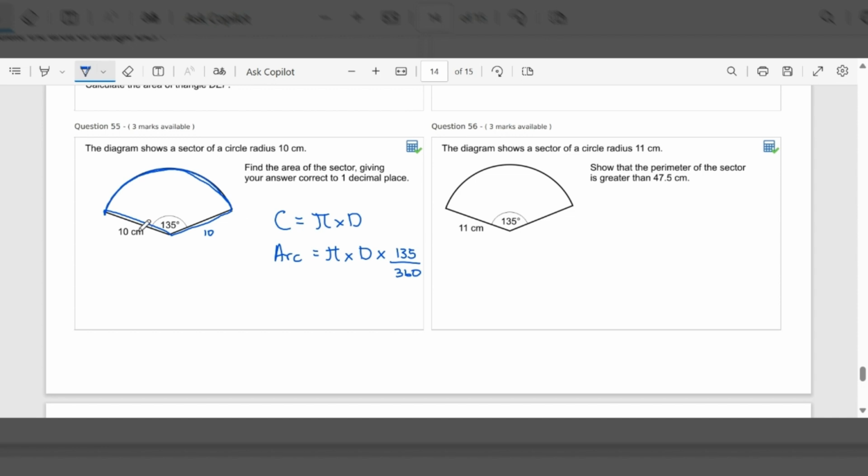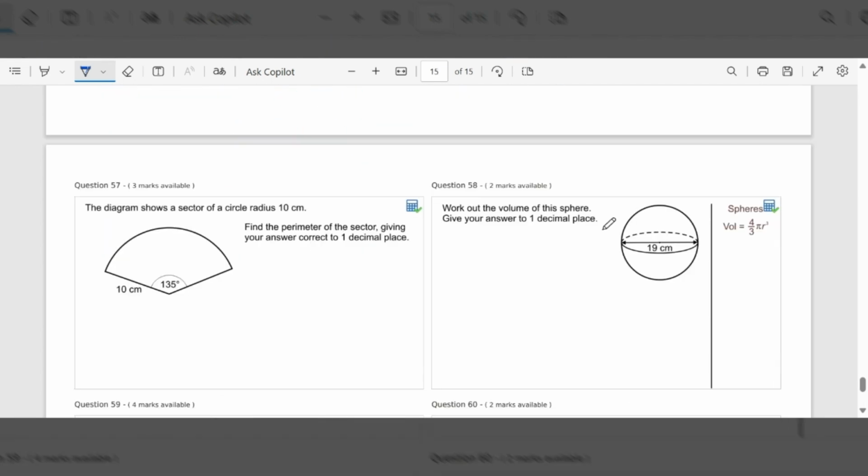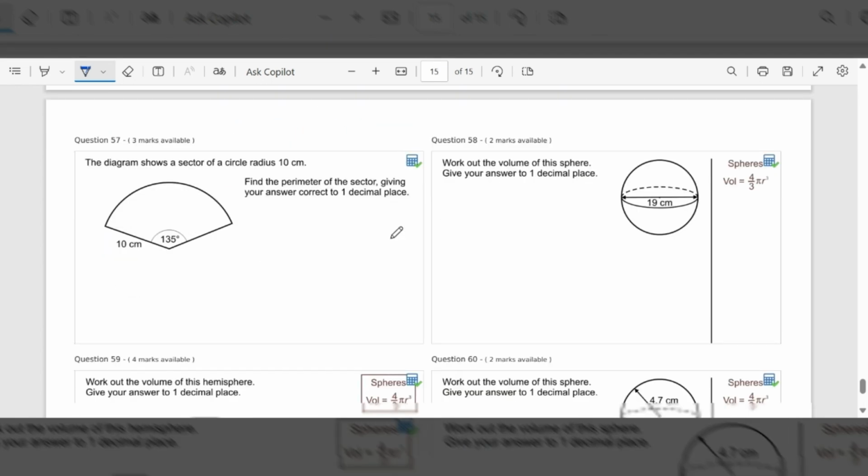Either way, 10 is the radius of this circle. If you picture this circle continuing around here, 10 is the radius, so that is the diameter, which would be 20, okay? So with the perimeter question, we'd have to be adding on the 10 there and the 10 there, as well as working out the arc, okay? Okay, here's another perimeter one there.